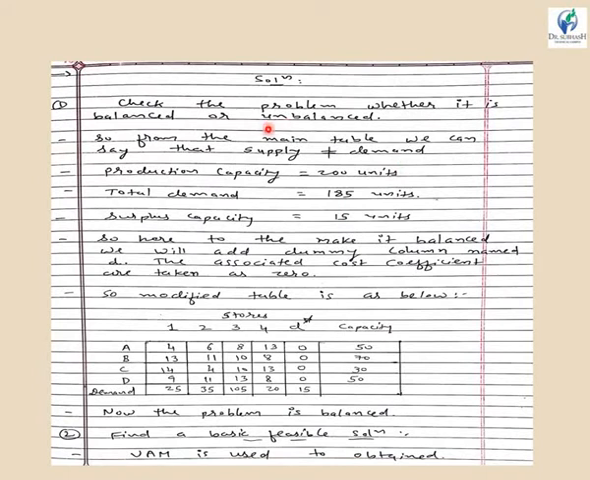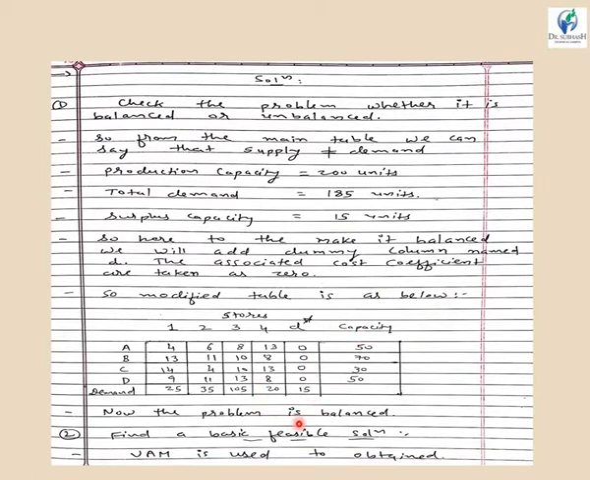So check the problem whether it is balanced or unbalanced. This problem is an unbalanced problem because the supply capacity is not equal to the demand. Here the production capacity is 200 and total demand is 185. So we have a surplus capacity of 15. To make this a balanced problem, we will add a dummy column named D, and all the associated cost coefficients are taken as 0. So all the cells will have a cost coefficient of 0, and we are keeping the demand of that dummy column equal to 15 because there is a surplus capacity of 15. So this is now the balanced problem.